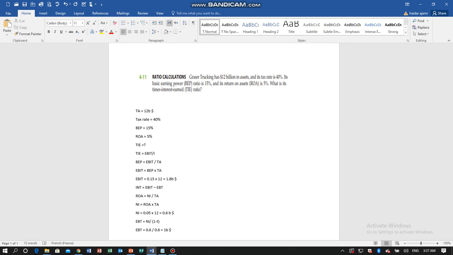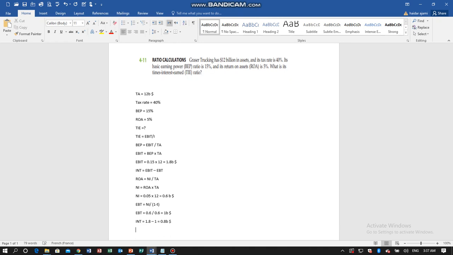Now we can calculate the interest. The interest is equal to earnings before interest and tax, $1.8 billion, minus $1 billion, which gives us $0.8 billion. Now we can calculate the times interest earned ratio, which is equal to the earnings before interest and tax over the interest. So it's $1.8 billion divided by $0.8 billion, which gives us 2.25.